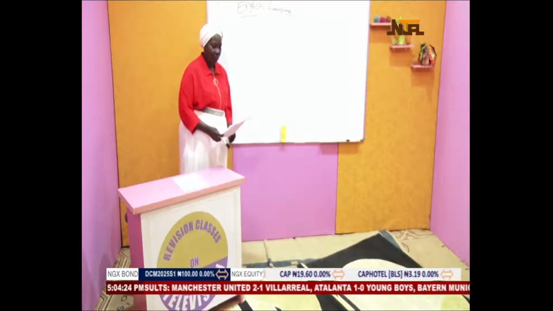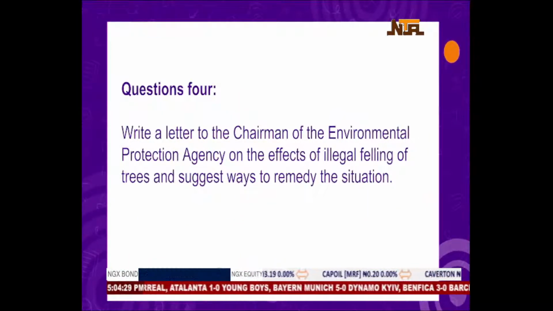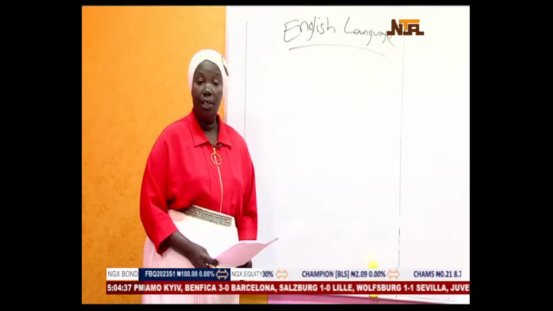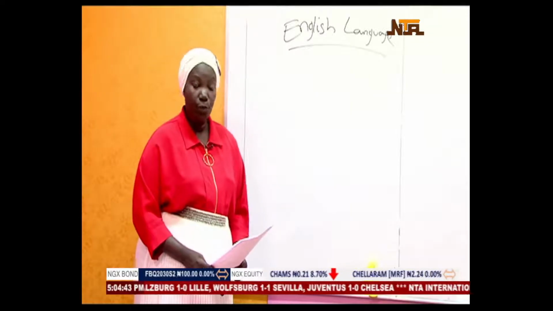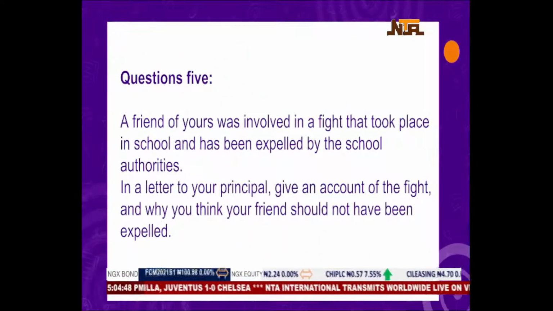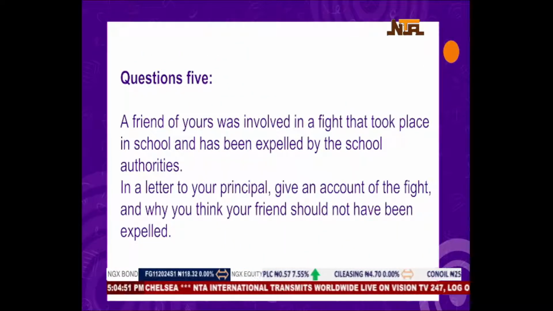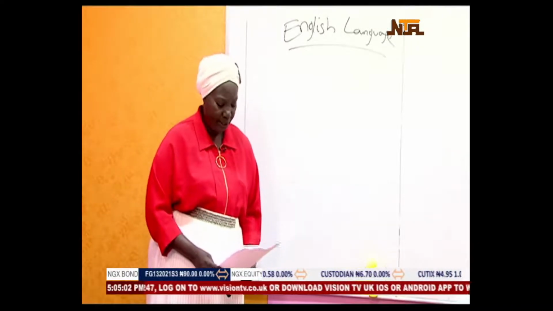4. Write a letter to the chairman of the Environmental Protection Agency on the effects of illegal felling of trees and suggesting ways to remedy the situation. And the final question is, a friend of yours was involved in a fight that took place in school and has been expelled by the school authorities. In a letter to your principal, give an account of the fight and why you think your friend should not have been expelled. Now, these 5 questions are all formal letters.